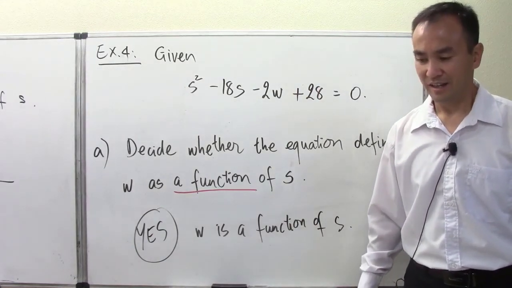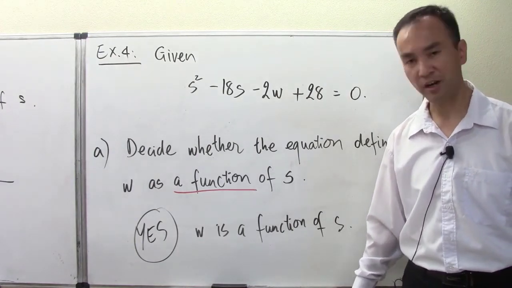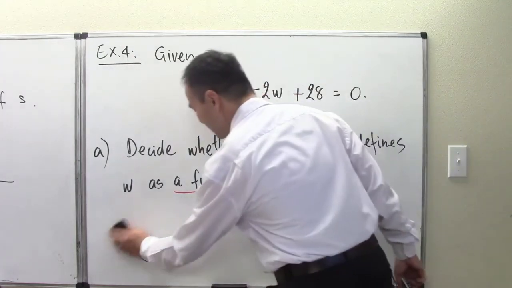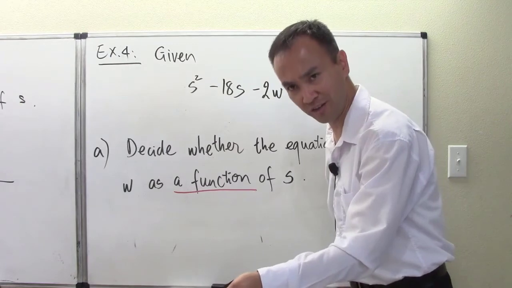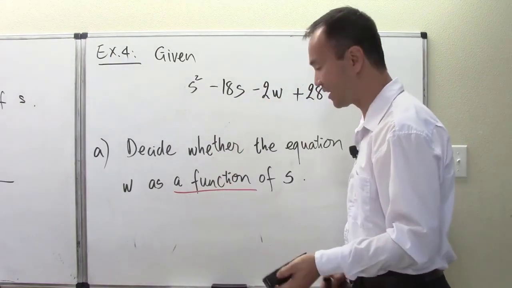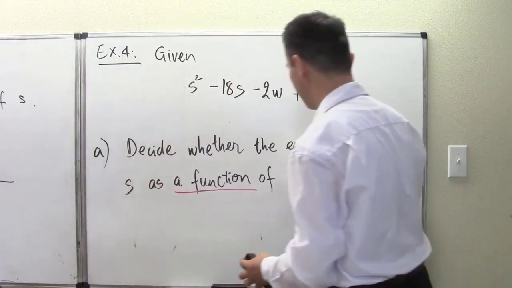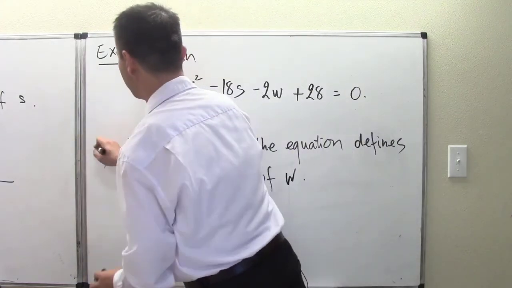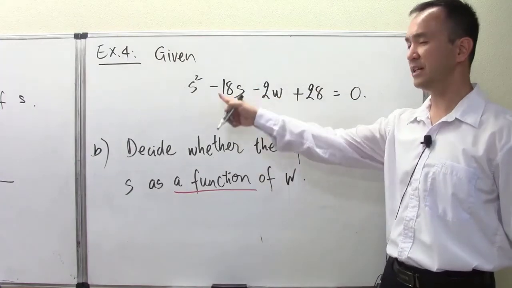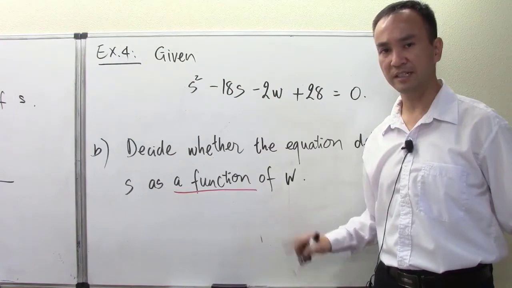All right, so let's look at some more problems like that. Let's look at part B of the examples. Again, as I said earlier, an equation is just an equation. It's a rule relating two variables. So any one of these two can be the input and the other one can be the output. This time let's choose S to be the output and W to be the input. And there we go, we come to part B. We want to decide if this equation defines S as a function of W.